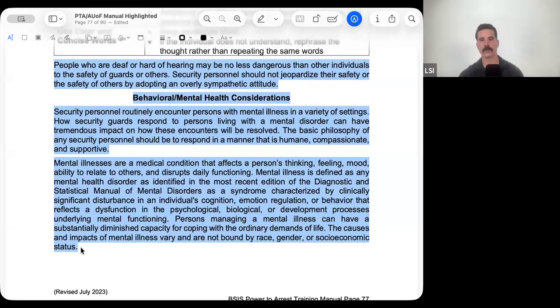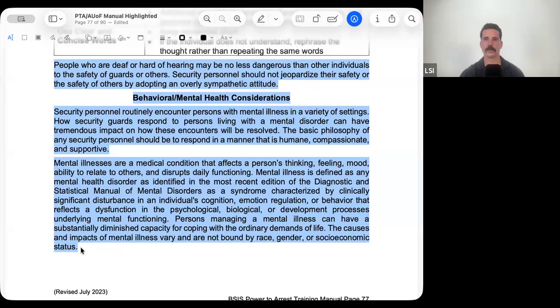Mental illnesses are a medical condition that affects a person's thinking, feeling, mood, ability to relate to others, and disrupts daily functioning. Mental illness is defined as any mental health disorder as identified in the most recent edition of the Diagnostic and Statistical Manual of Mental Disorders as a syndrome characterized by clinically significant disturbance in an individual's cognition, emotion regulation, or behavior that reflects a dysfunction in the psychological, biological, or developmental processes underlying mental functioning.